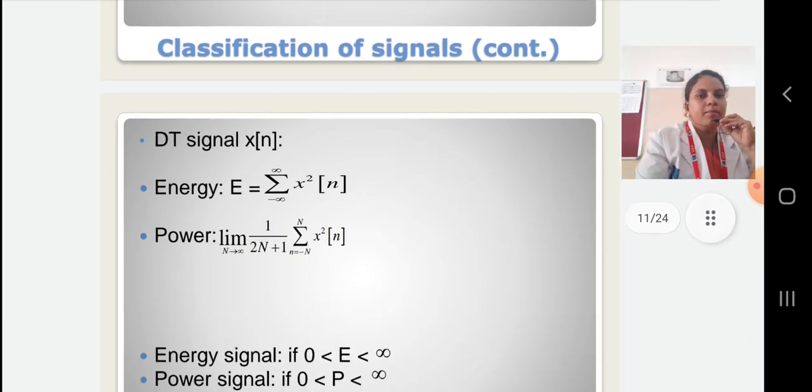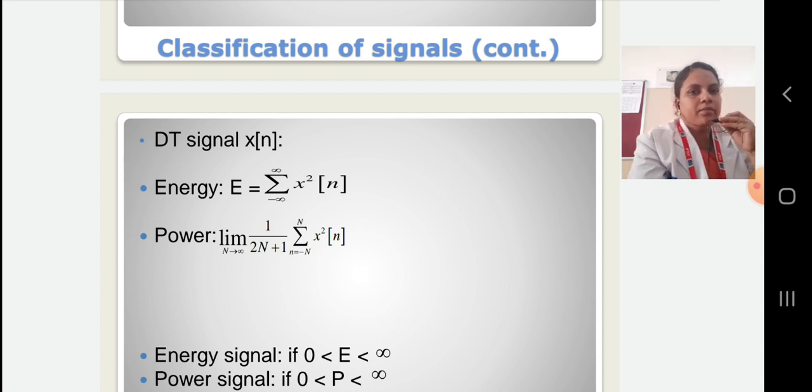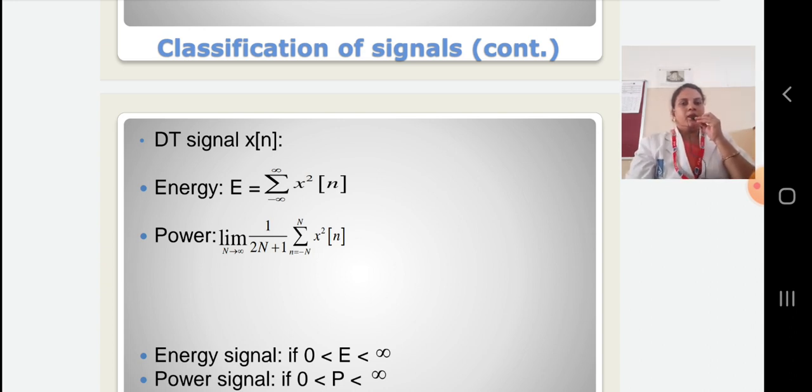And what is the energy and power of a discrete time signal? How to calculate the discrete time signal energy and power? Energy equals the summation from minus infinity to plus infinity of x squared of n. Now how to calculate the power value? Power is the limit as N tends to infinity of 1 divided by 2N plus 1 times the summation from n equals minus N to plus N of x squared of n. So from this relation we have to calculate the energy and power of a discrete time signal.